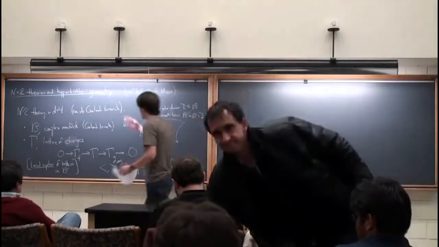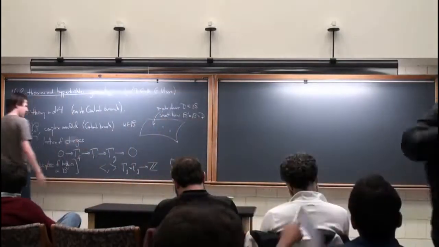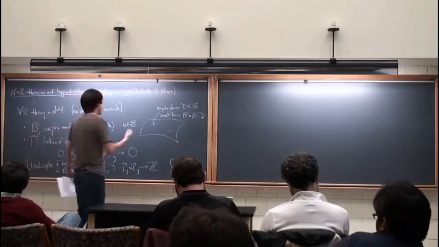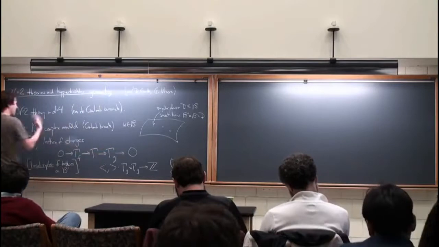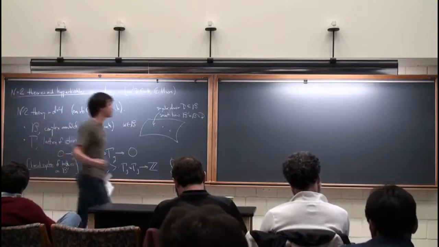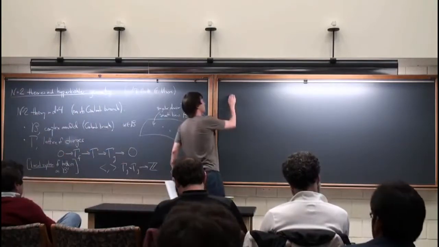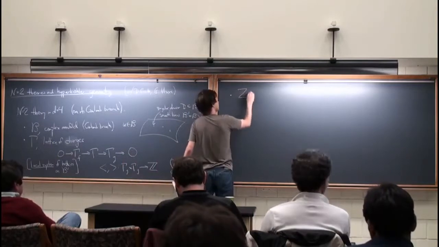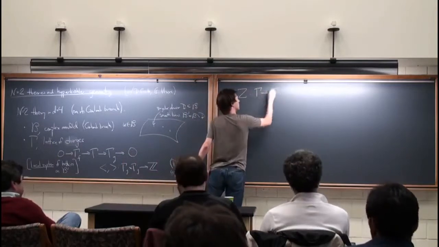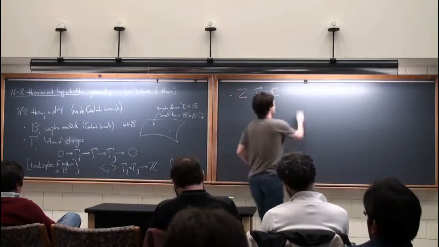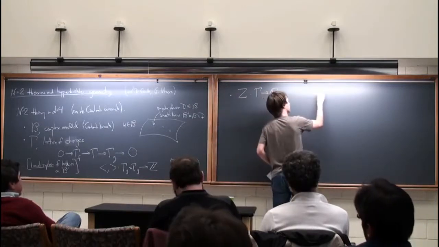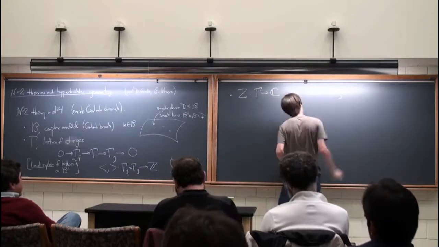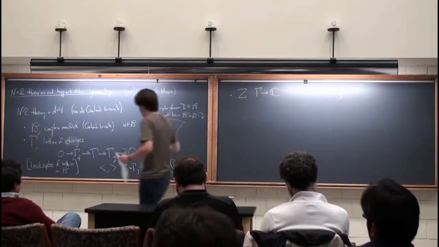So far I just told you some sort of crude information. It's not enough to give you the low energy Lagrangian as it stands. In order to give you the low energy Lagrangian, basically you just have to have one more thing. And the one more thing that you need is a homomorphism. So these are the so-called central charges.